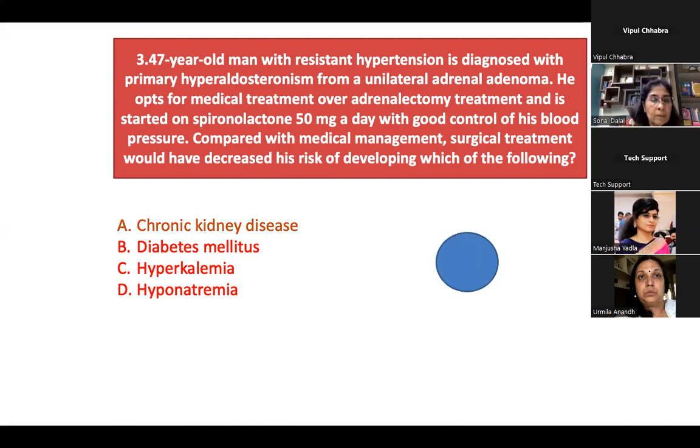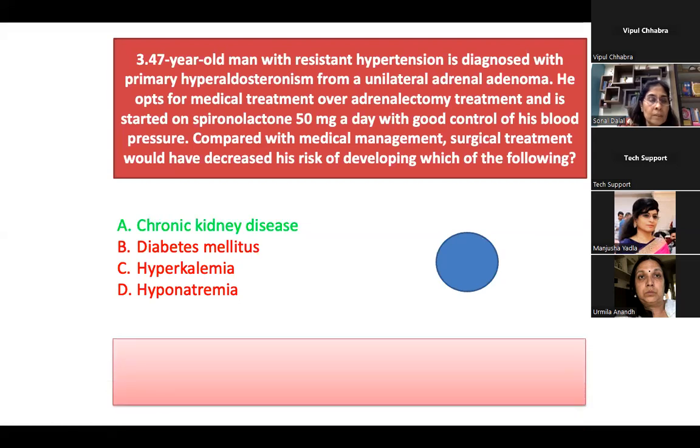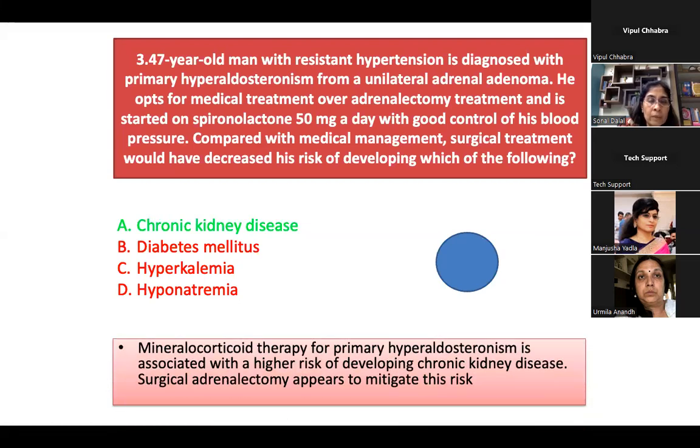Time up. The correct answer is chronic kidney disease. Basically, mineralocorticoid therapy for primary hyperaldosteronism is associated with higher risk of developing CKD, which surgical adrenalectomy appears to mitigate this risk.